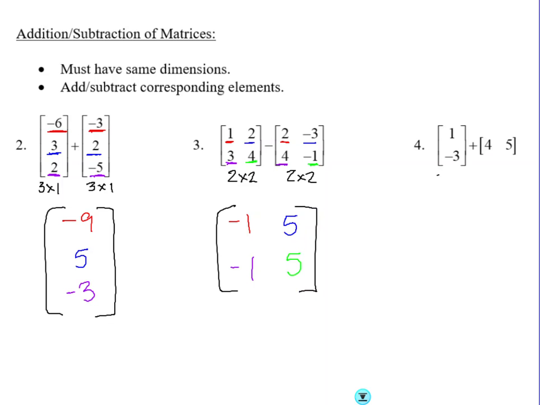Lastly, we have a 2 by 1 matrix plus a 1 by 2 matrix. Because these matrices do not have the same dimensions, we cannot add them together. So this is not possible because we have different dimensions.